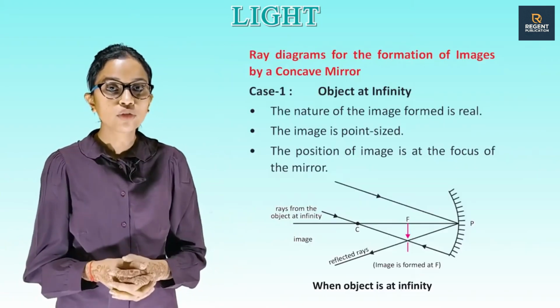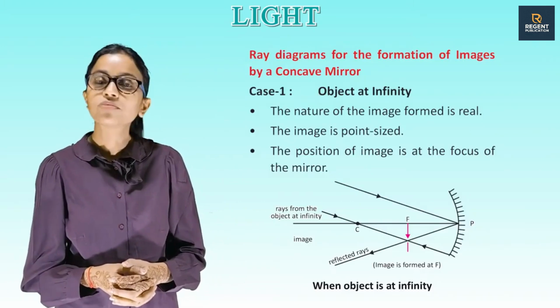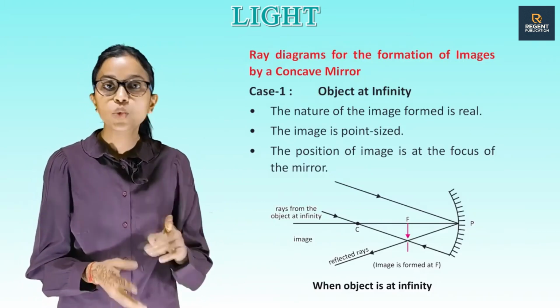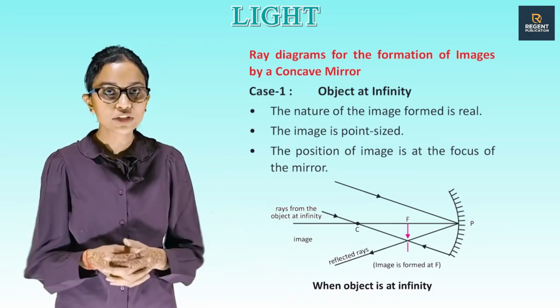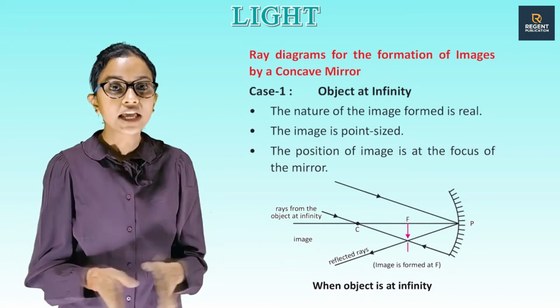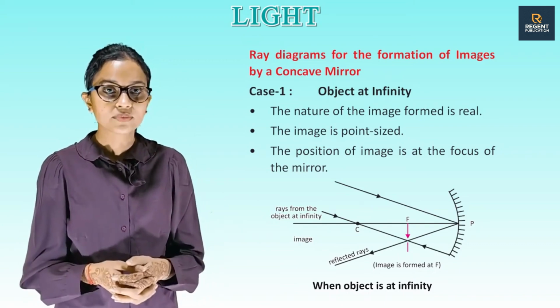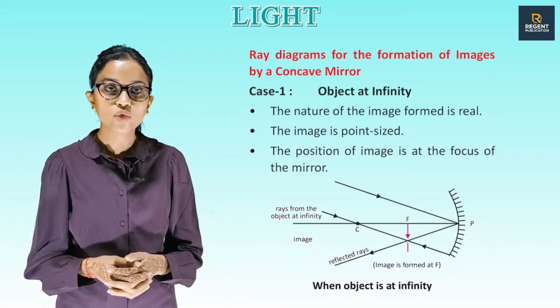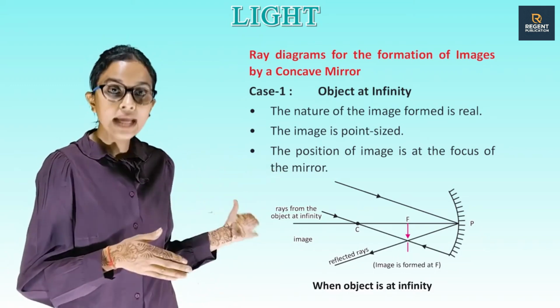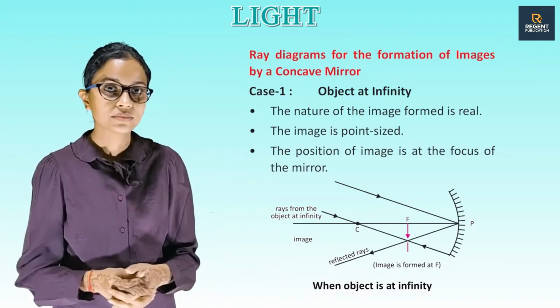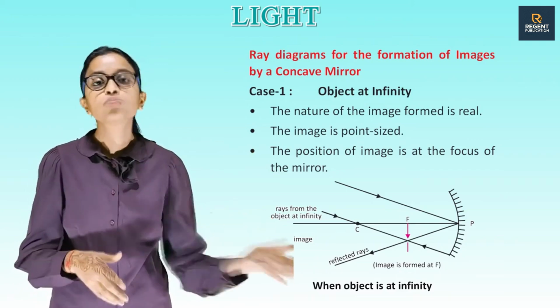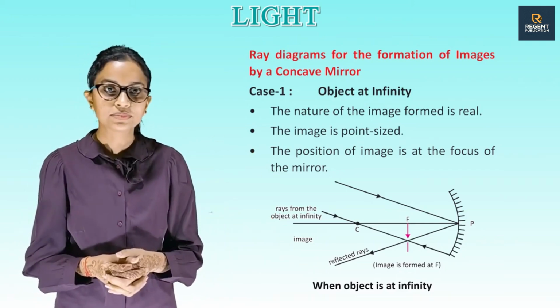Ray diagrams for the formation of images by a concave mirror. Case 1: Object at infinity. The nature of the image formed is real. The image is point-sized. The position of the image is at the focus of the mirror. This is the diagram showing when the object is at infinity.